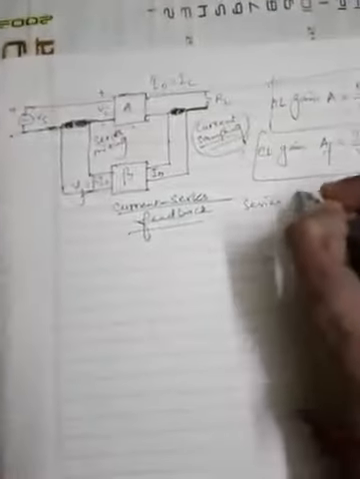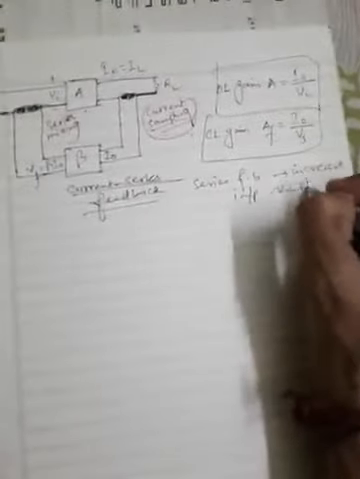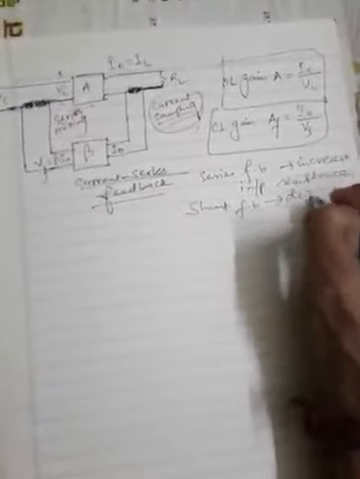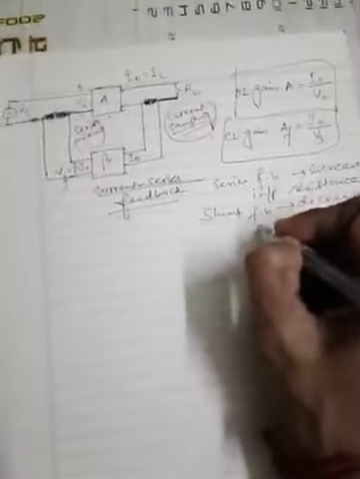The series feedback connection will tend to increase the input resistance. Whenever a series feedback connection is being used, it will increase the input resistance, and whenever we are using shunt feedback, it tends to decrease generally the input resistance. Okay, so these are some properties of working with this type of configurations.